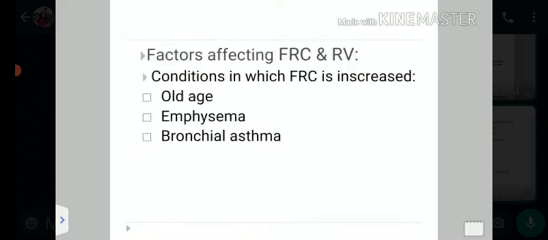Factors affecting FRC and RV. In certain conditions, FRC and RV increase because of hyperinflation of lungs, like in old age because of loss of elasticity of lung, in emphysema and in bronchial asthma.